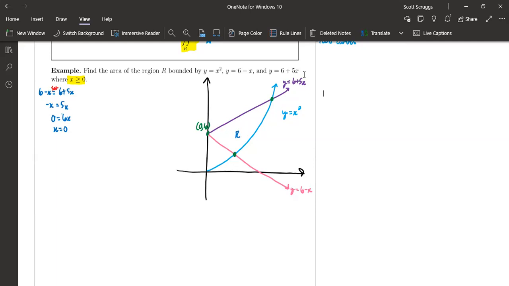Let's first start by finding the intersection between x squared and 6 minus x. Moving everything to one side of that equation, in this case, I'll move everything to the left-hand side. I will get x squared plus x minus 6 equals 0. Okay, that is a quadratic that we can factor, and we can factor that into x plus 3 and x minus 2.